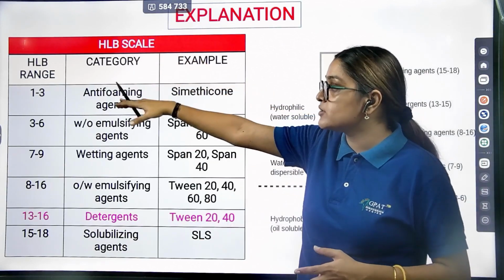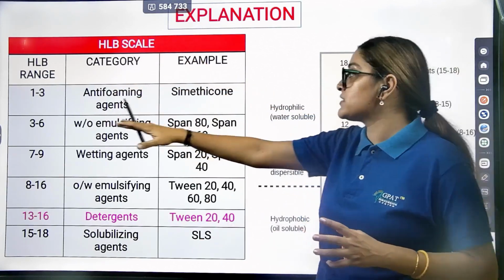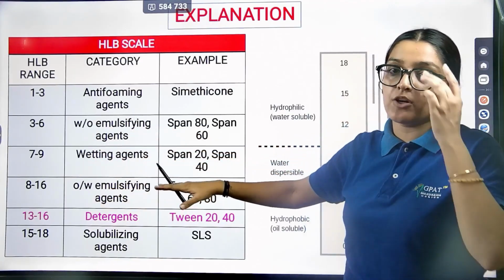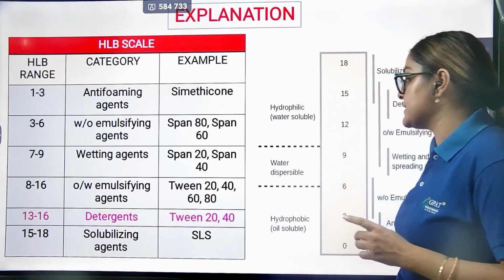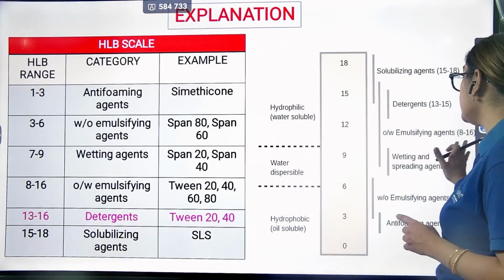So we have 1 to 3 antifoaming agents, 3 to 6 water in oil emulsifying agent, then 7 to 9 wetting agent, then 8 to 16 oil in water emulsifying agent, then 13 to 16 detergents, and then solubilizing agents. So these are hydrophilic and these are hydrophobic in nature.